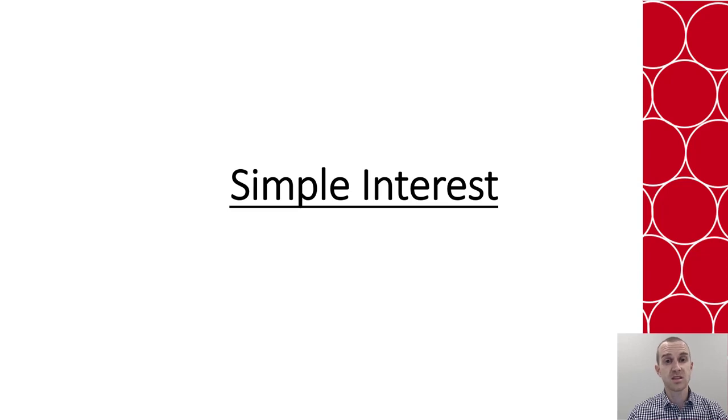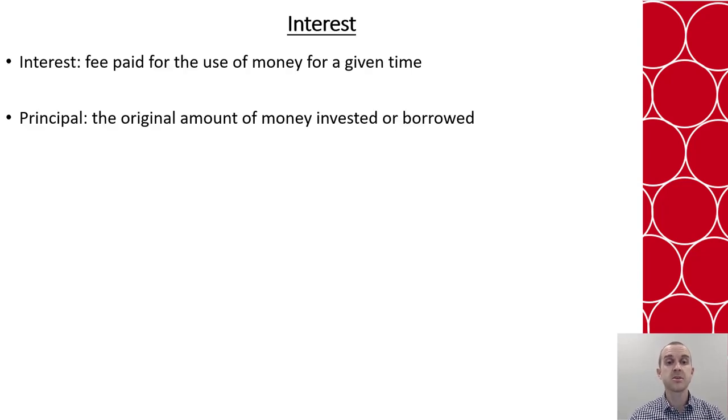In this video, we'll discuss simple interest. Now, interest is a fee paid for the use of money for a given time. That could be borrowed money or it could be invested money. When we talk about the principal, which is another key term within interest, that's that original amount that is either borrowed or invested. So someone, whenever money is exchanged, is often getting some form of interest.